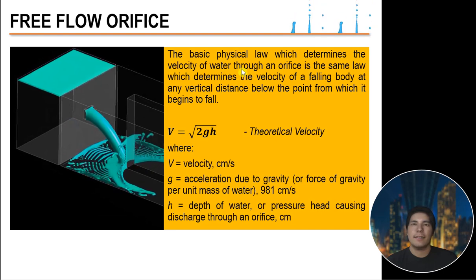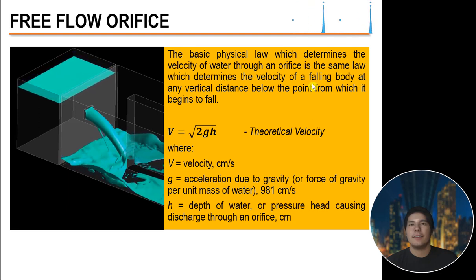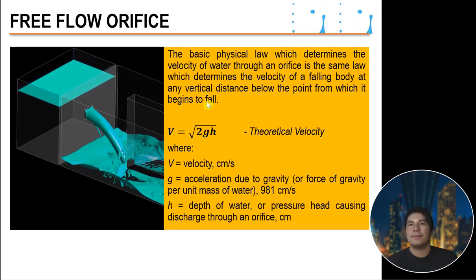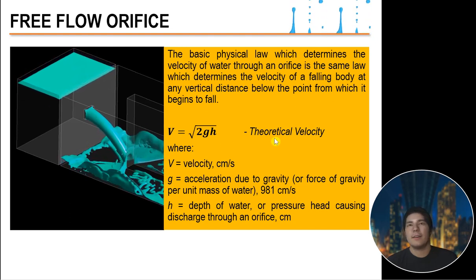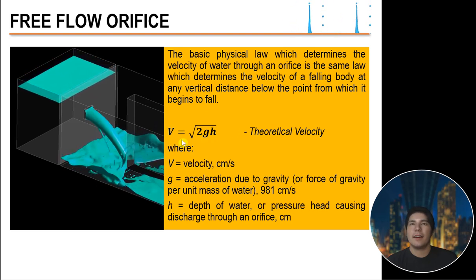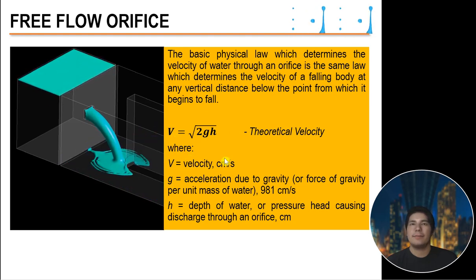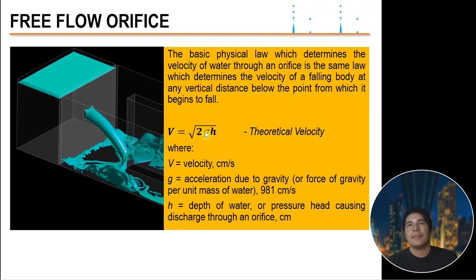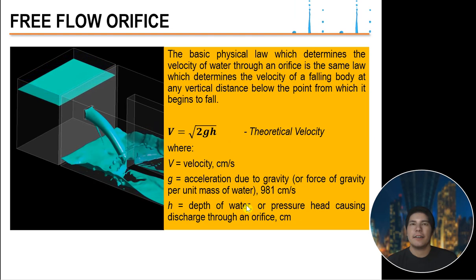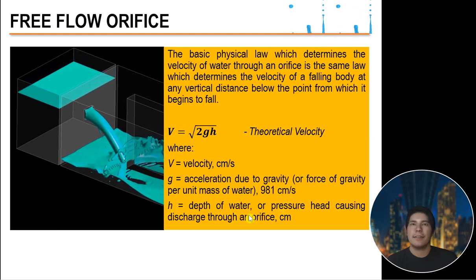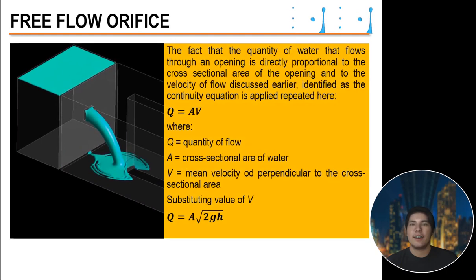So the basic physical law which determines the velocity of water through an orifice is the same law which determines the velocity of a falling body at any vertical distance below the point from which it begins to fall. So the theoretical velocity formula for our orifice is just square root of 2 times gravity times h, where v stands for velocity in centimeter per second, and g is the acceleration due to gravity, which is 981 centimeter per second squared, and h is the depth of water or the pressure head causing the discharge through an orifice in centimeter. So usually in irrigation we use centimeters.